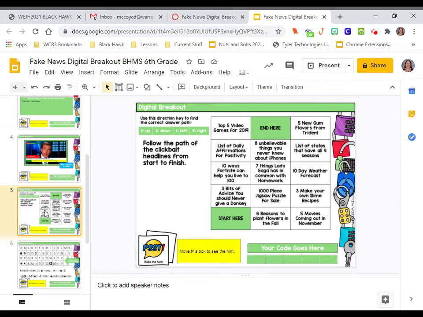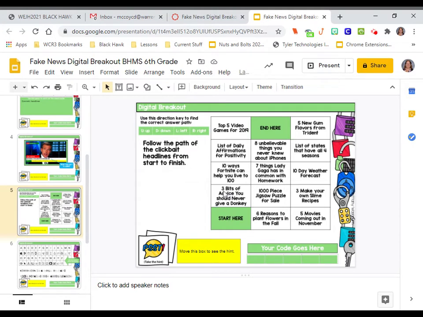Okay, coming to this one. It says, use the direction key to find the correct answer path. U for up, D for down, L for left, R for right. Follow the path of the clickbait headlines from start to finish. So we're going to start here, and you're not going to go diagonal. Remember, you're either going to go up, down, left, or right.